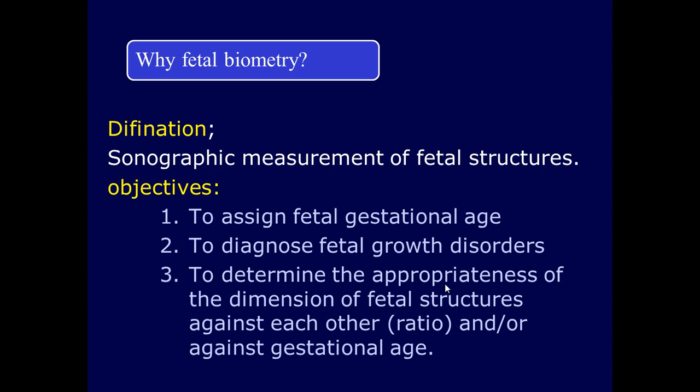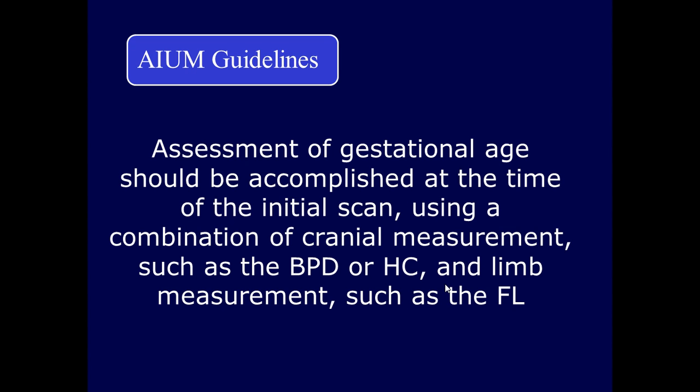Number three, to determine the appropriateness of the dimension of fetal structures against each other, which is called ratio, or against gestational age. The guidelines of the American Institute of Ultrasound in Medicine for performance of antepartum obstetric ultrasound examination state that assessment of gestational age should be accomplished at the time of the initial scan using a combination of cranial measurement such as biparietal diameter or head circumference and limb measurement such as femur length.